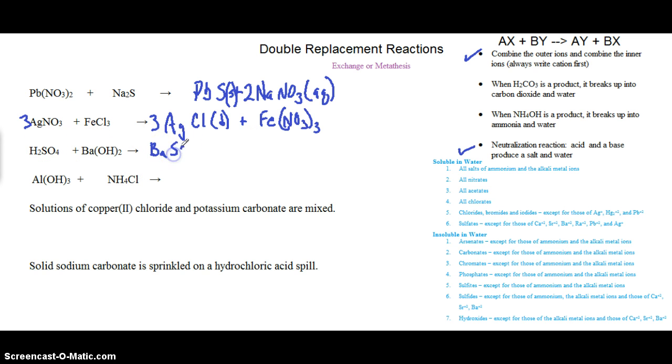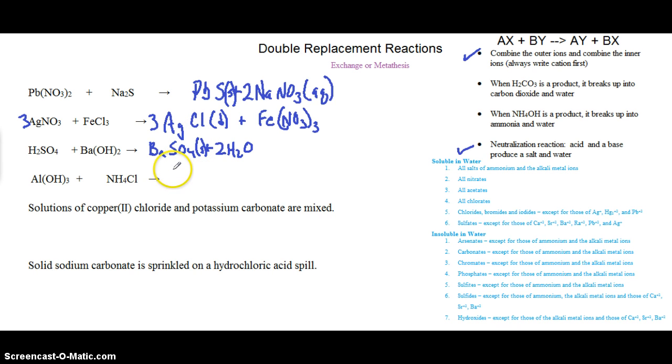Bariums are +2, sulfates are -2, so it's simply BaSO4, and H2O, of course, is water. Now to balance this, I'd have to put a 2 there. Barium sulfate, again, if you want to look here, the sulfates are soluble except for those of barium. So again, this would be a solid and precipitate out.